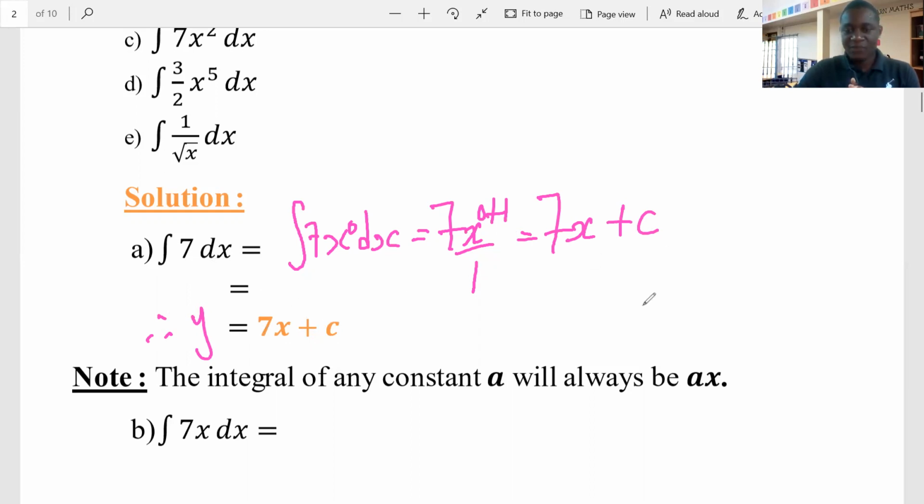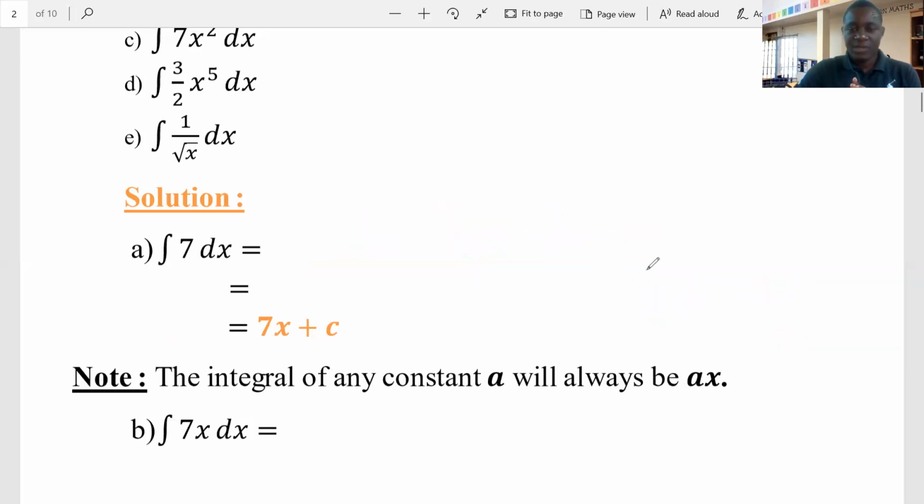So that's the y function or the curve that results from the integral of 7. Now, what this means definitely is that if we are asked to integrate something like 5 with respect to x, this is another constant, the result will give us 5x. If you are integrating minus 2 with respect to x, that will give us minus 2x. So the integral of any constant will give us the particular constant multiplied by the variable x if we are integrating with respect to x.